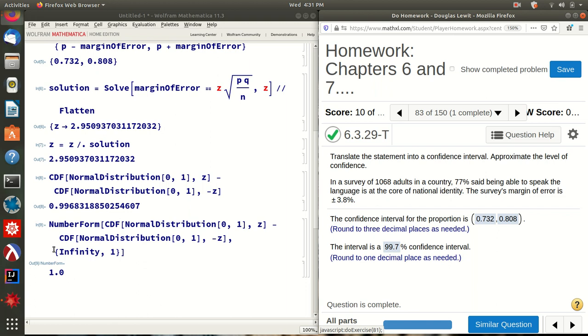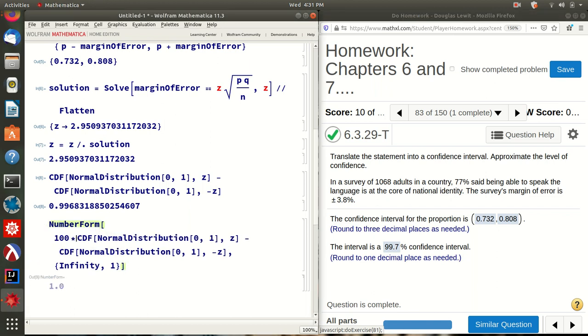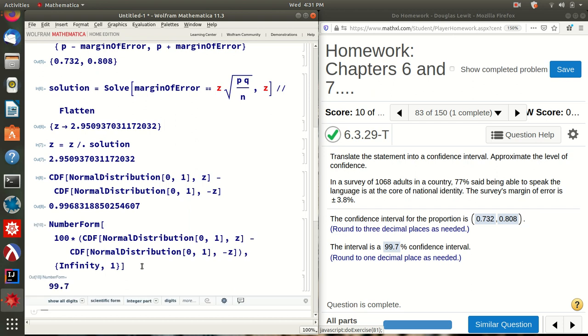Hold on one second. Oh, you know what the problem is? Yeah, this whole thing needs to get multiplied by 100 to turn it into a percentage. There we go. Okay, yeah.